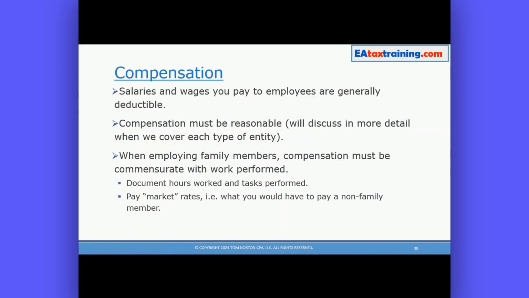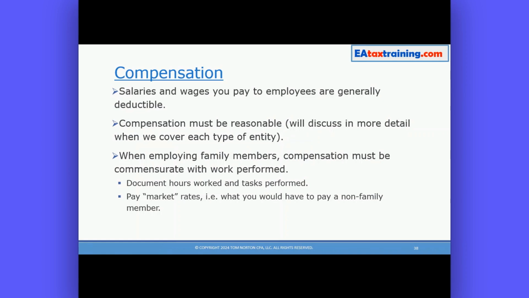When employing family members, compensation must be commensurate with the work performed. So again, this goes back to these related party transactions. It is perfectly fine to employ family members. There's nothing wrong with it. It is done every day all over the country. We've got lots and lots of businesses that are family businesses, and family members are employed. And of course, you can deduct their salary and wages just like you can deduct anybody else's salary and wages.